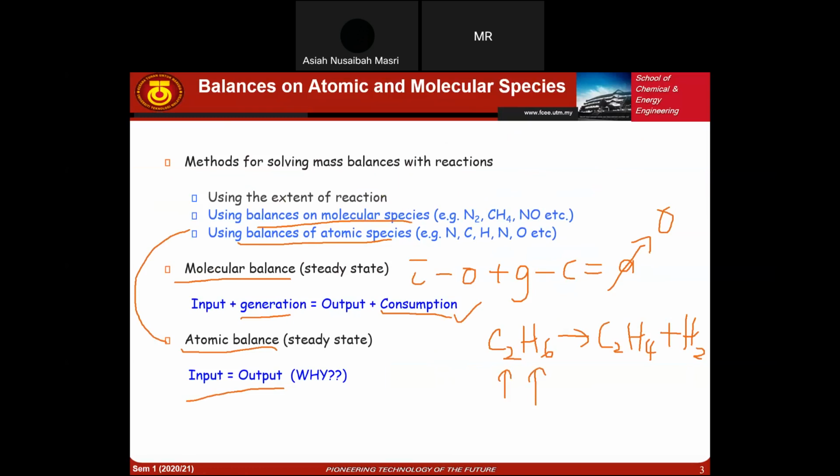So the balance for carbon is okay. And then for the output, we have carbon is the same, 2, and hydrogen is 4 plus 2, we get 6. So for carbon, input there is 2, output there is also 2. Similarly, for hydrogen, input we have 6, while the output we have 4 plus 2, which equals 6. Okay, so that's just general information.